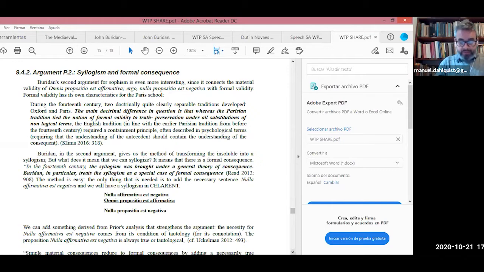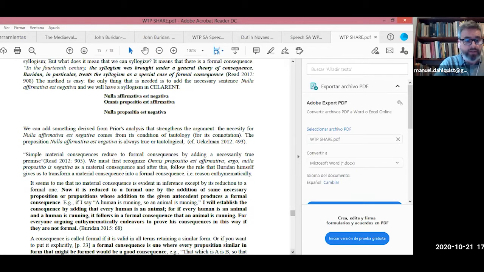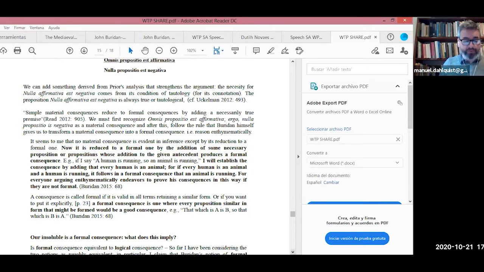We can add something derived from Prior and Uckelmann's analysis for the strength of the argument. The necessity for nulla affirmativa est negativa comes from its condition of tautology in BPU logic.